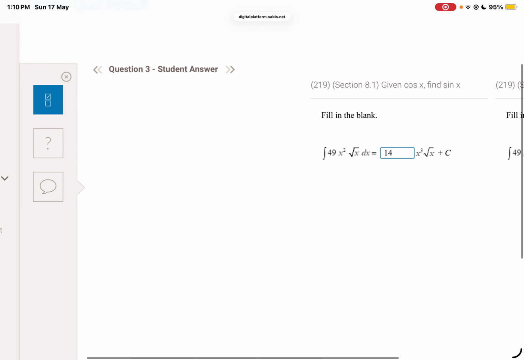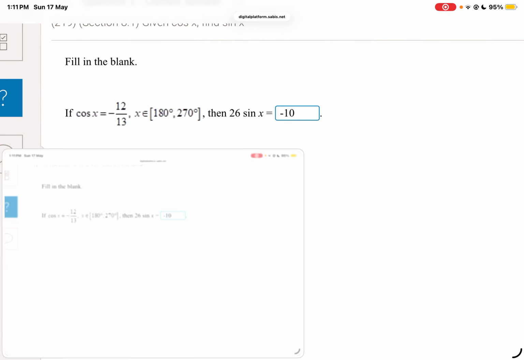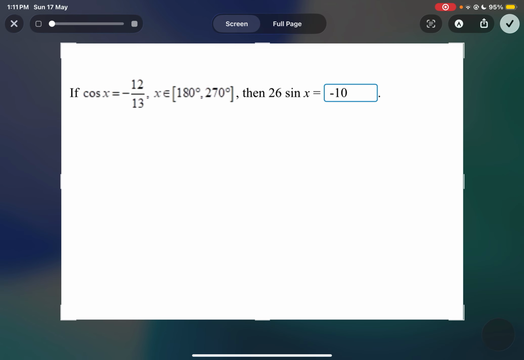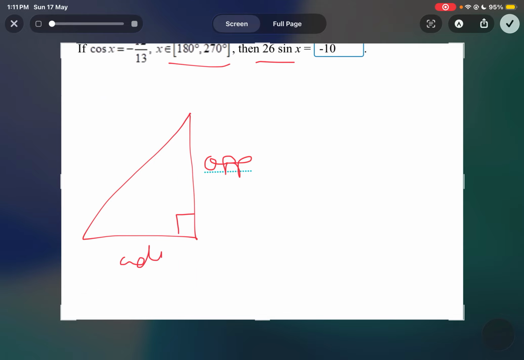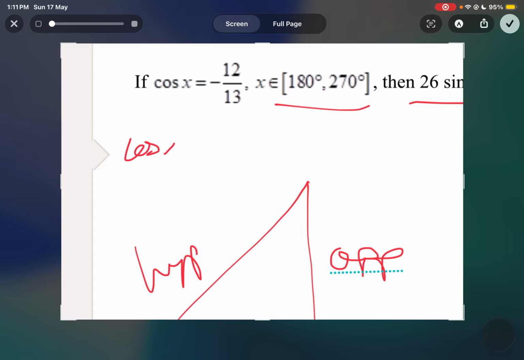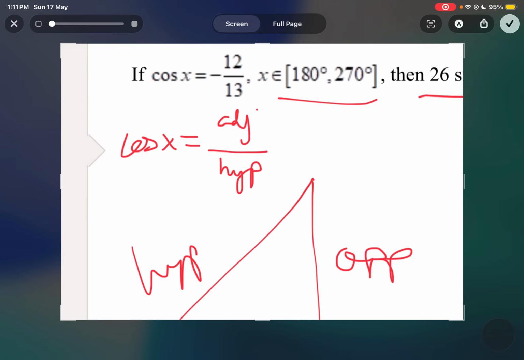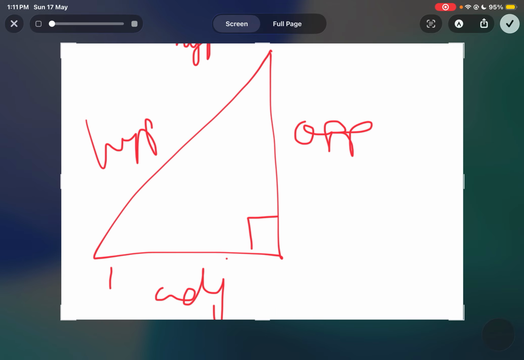Question number 3. Okay, here they give us cosine of x is equal to negative 12 over 13, and x is between these values. They want it. You draw a triangle. This is the opposite, this is the adjacent, and this is the hypotenuse. And you know that cosine of x is equal to adjacent over hypotenuse. So you don't take the negative, okay? So adjacent is 12 and the hypotenuse is 13.